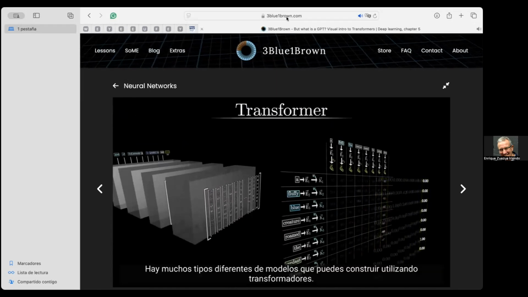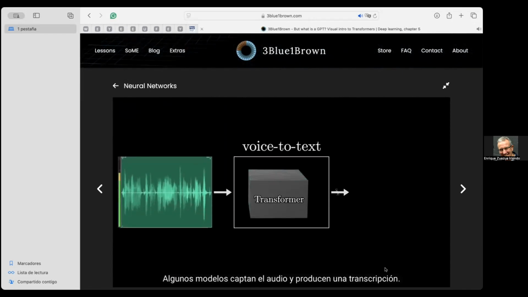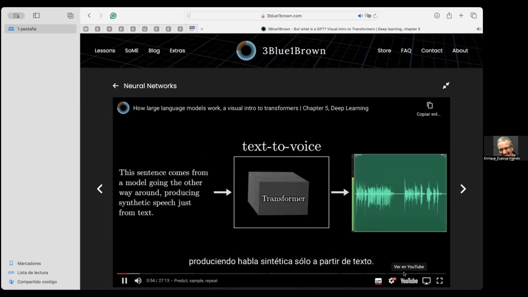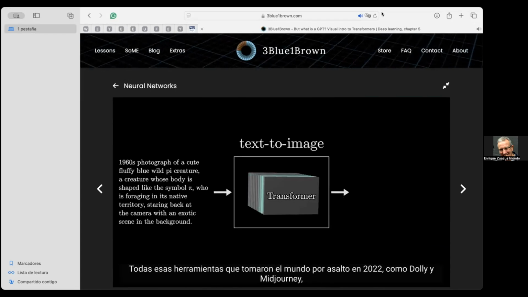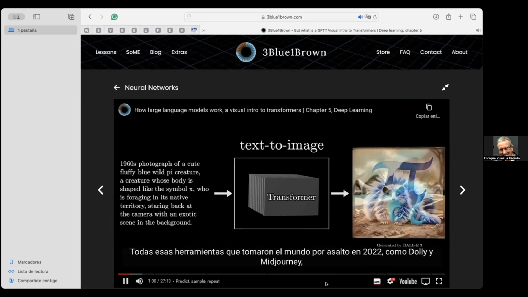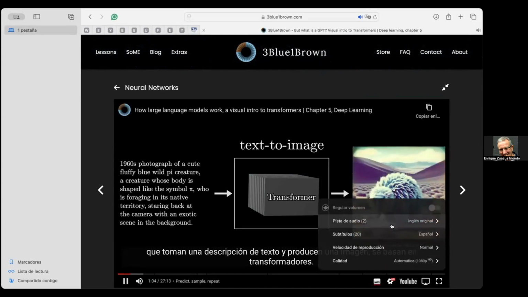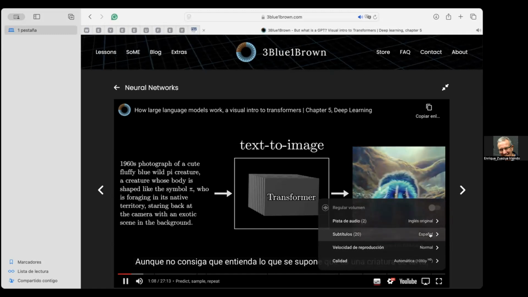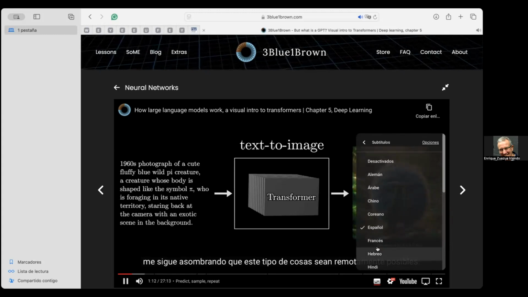There are many different kinds of models that you can build using transformers. Some models take in audio and produce a transcript. This sentence comes from a model going the other way around, producing synthetic speech just from text. All those tools that took the world by storm in 2022, like Dolly and Midjourney, that take in a text description and produce an image, are based on transformers. Even if I can't quite get it to understand what a pie creature is supposed to be, I'm still blown away that this kind of thing is even remotely possible.